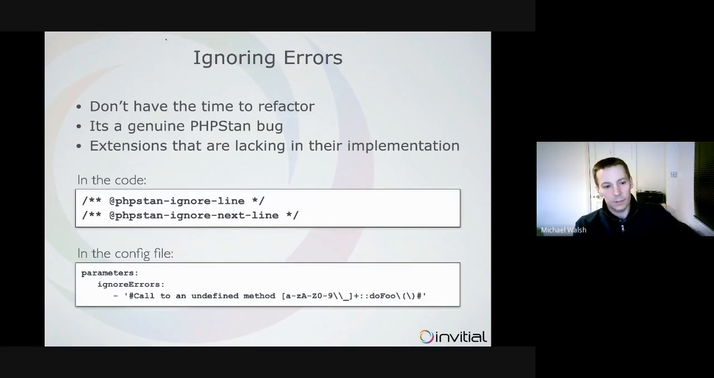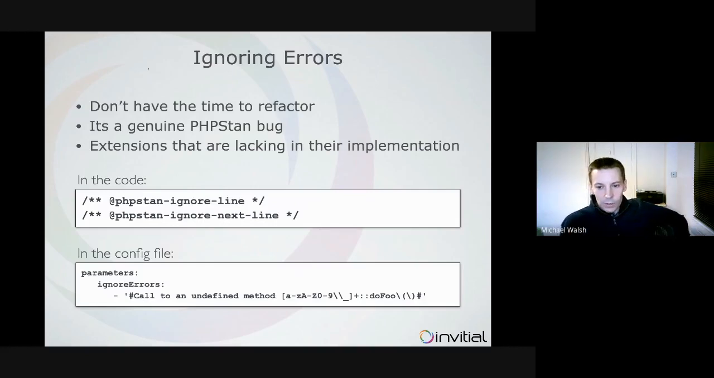In that case, you can put in a PHP ignore line, or PHP ignore next line, in the code, or add it to the config file. And if you add it to the config file, you can use regex in it, which is nice to say, if it's this method on whatever, ignore it. So that kind of covers most of the stuff I've got in the slides.